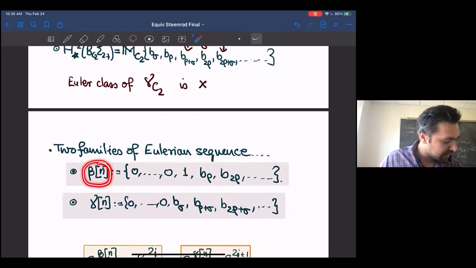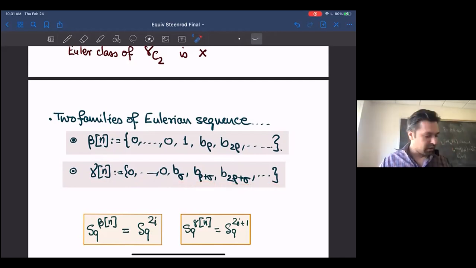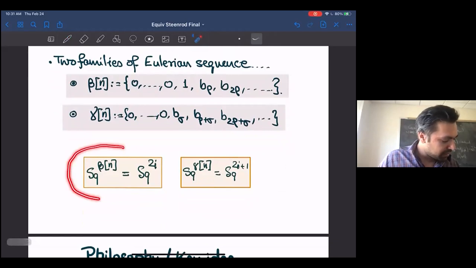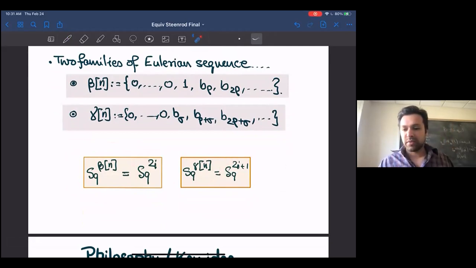One is this family beta N, which is you start by shifting by N, and then you start with one, but then you have B rho, B 2 rho, and so on and so forth. And then there is another family, which is gamma N, which starts off with N zeros, and then you have B sigma, B rho plus sigma, B 2 rho plus sigma, and so on and so forth. Now, this beta family is going to give you the even dimensional C2 equivariant squaring operations, and this gamma family is going to give you the odd dimensional C2 equivariant squaring operations.